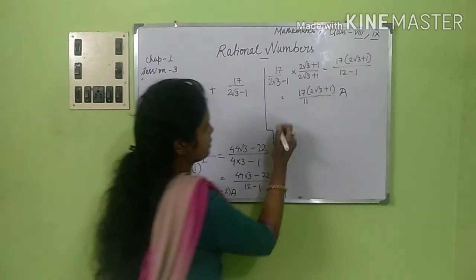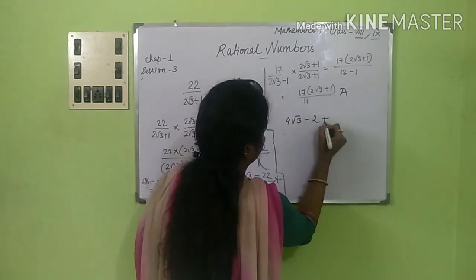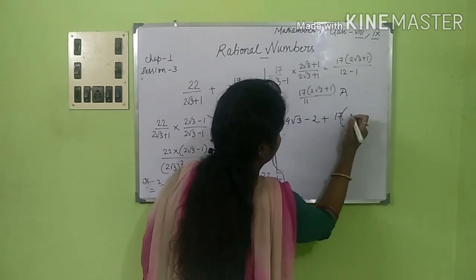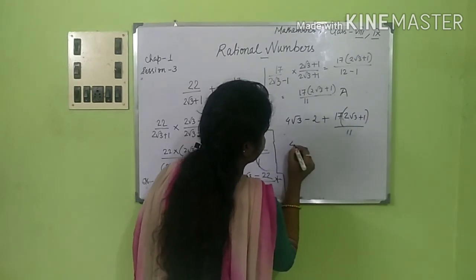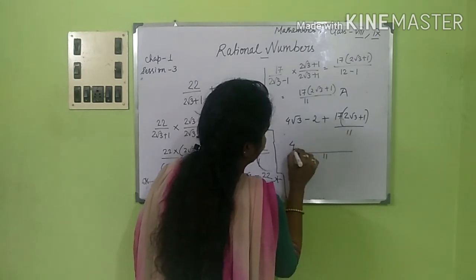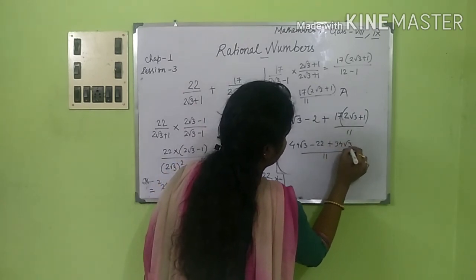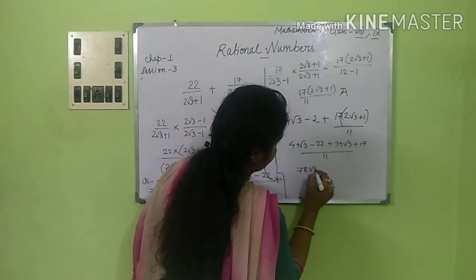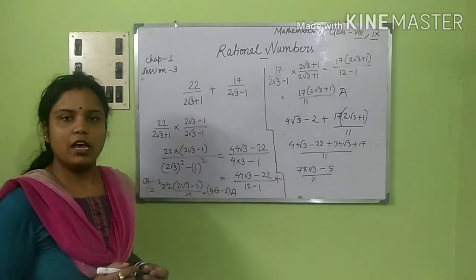So we're going to add these two results. It's going to come 4 root 3 minus 2 plus 17 into 2 root 3 plus 1 by 11. Now taking the LCM as 11, we are going to get 44√3 minus 22 plus 34√3 plus 17. So we are having this as 78√3 minus 5 by 11. So this is your answer.